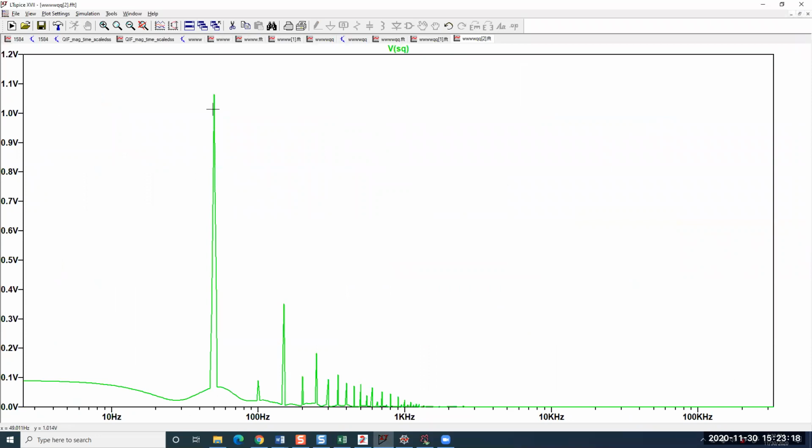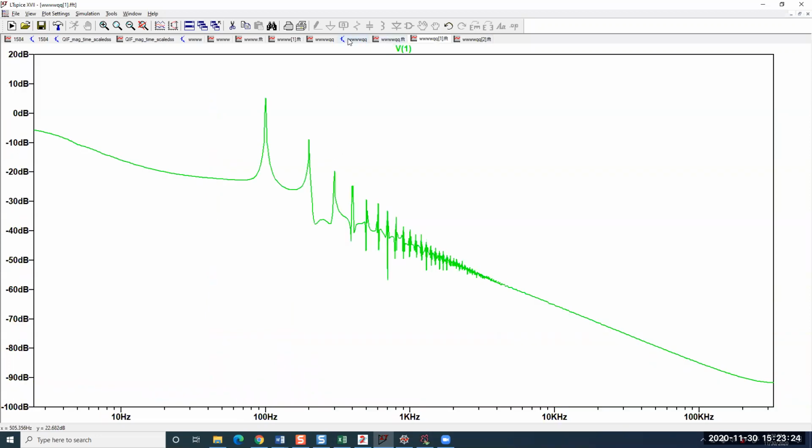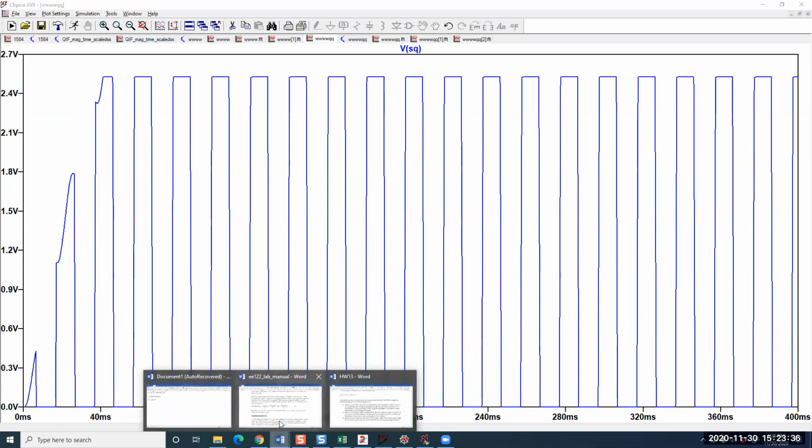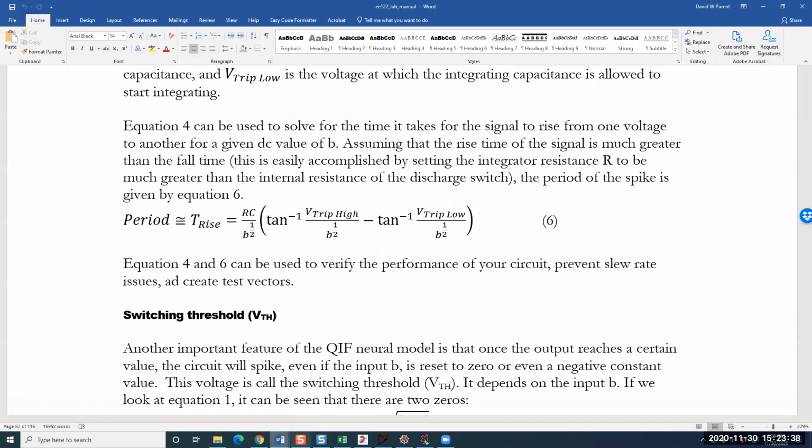And you can see 50. Now it's not perfect because notice there was a startup, right? So that's affecting it. But you can see that it's a square wave. Now, really mathematically, you can do things.